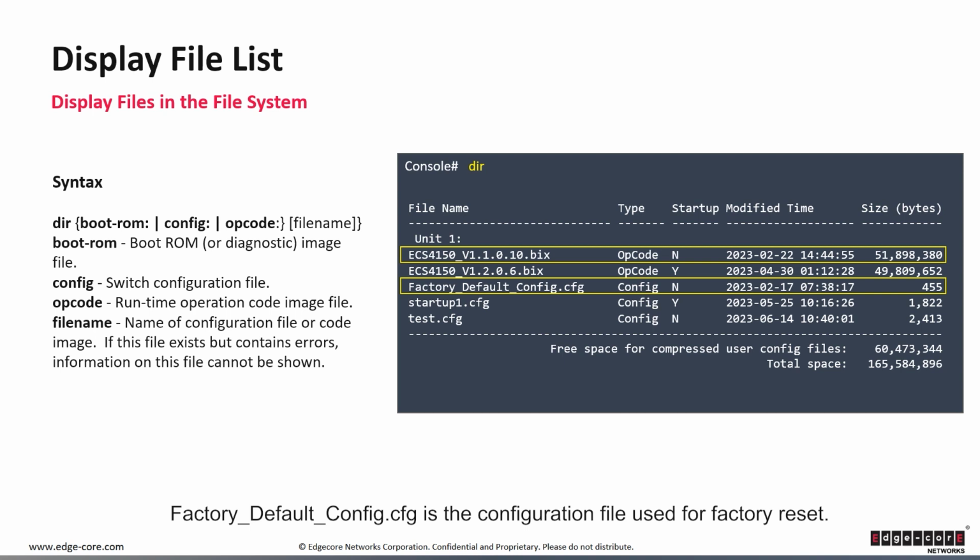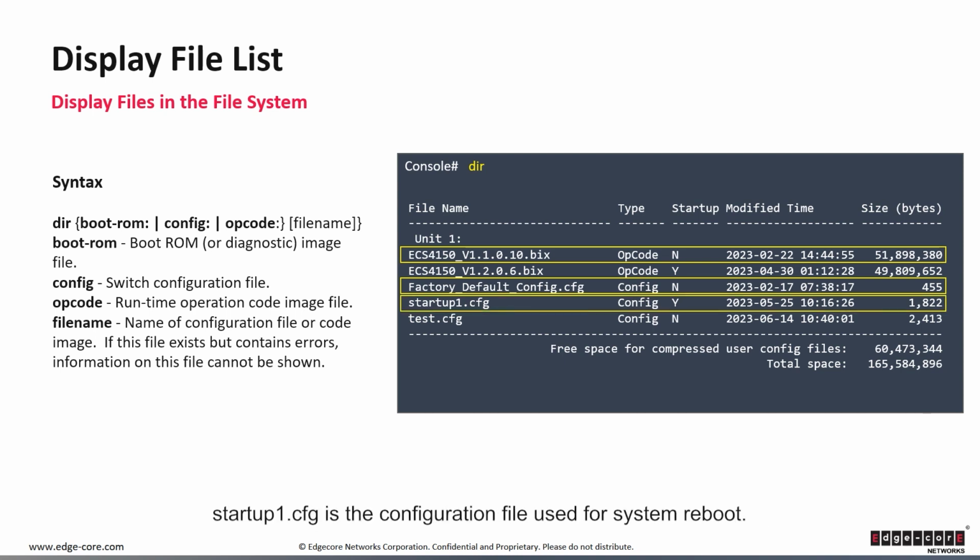Factory_default_config.cfg is the configuration file used for factory reset. Startup1.cfg is the configuration file used for system reboot.